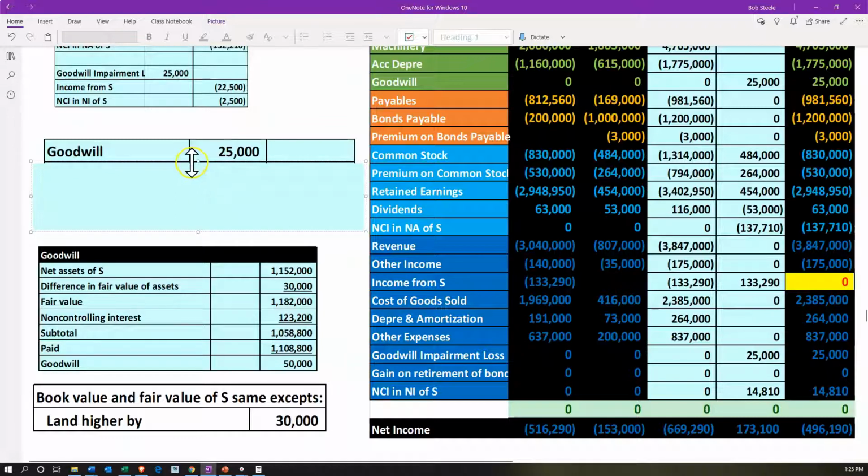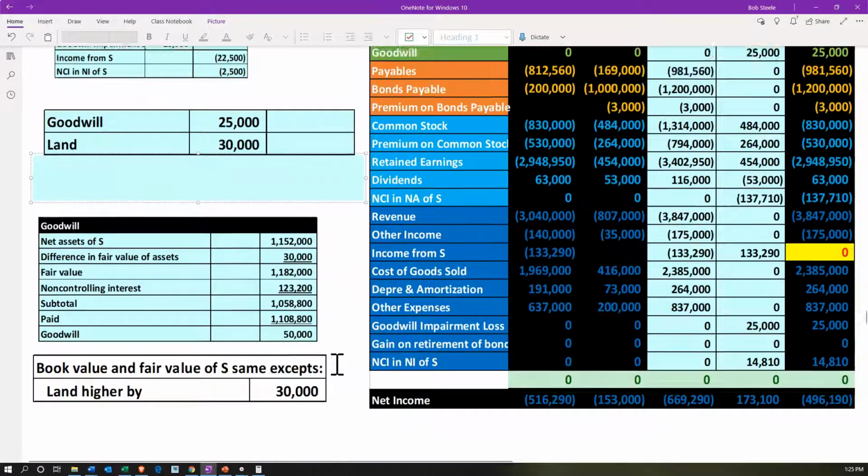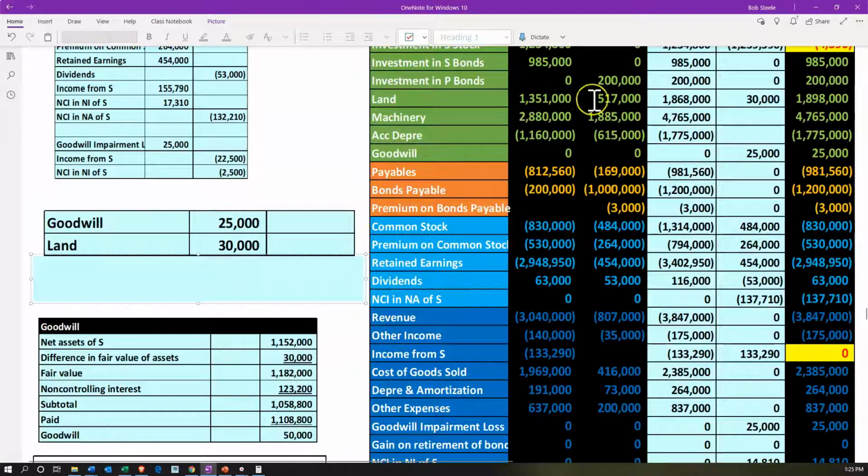So then we're also going to think about the land, because you'll note that we had this land here that was part of the initial difference between the book and fair value at the point in time that the original purchase took place. That's going to be something we're going to have to add to the books as well. So we're going to be adding it to the land side of things. That happened a while ago, no effect on the income statement. Then that's going to be part of the differential.